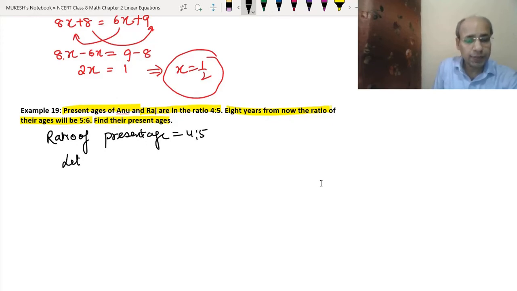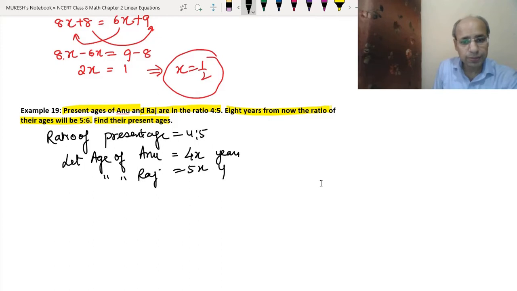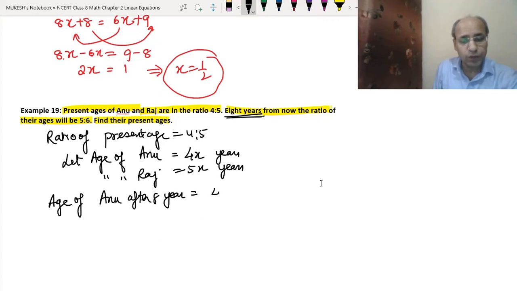So let the age of Anu be, as we have done in the previous questions also, whenever there is a ratio we can consider one variable, that is 4x years. The age of Raj will then become 5x years. Now 8 years from now, that means after 8 years, we will find both the ages after 8 years. So the age of Anu after 8 years will be 4x plus 8.